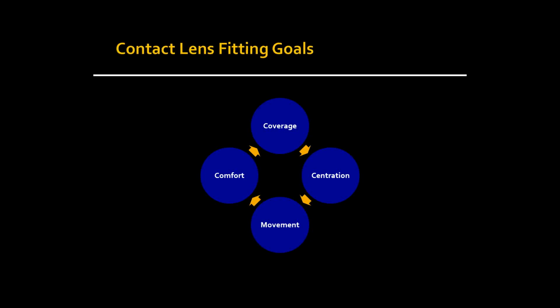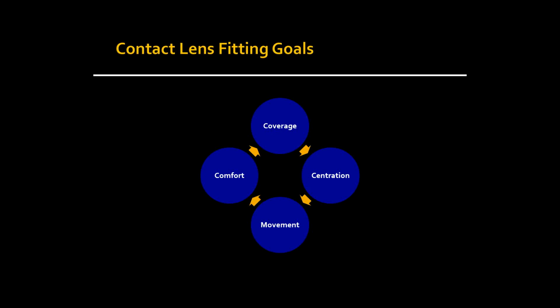Once you've established that the patient's a good candidate, you want to make sure you maximize the coverage of the lens. You want to make sure you maximize the centration of the lens. You want to make sure that the lens is overall comfortable, and you want to improve movement. So anytime we put a contact lens on, these are factors that we are looking at for a quality fit. But how can we maximize each of these categories? What can we do?